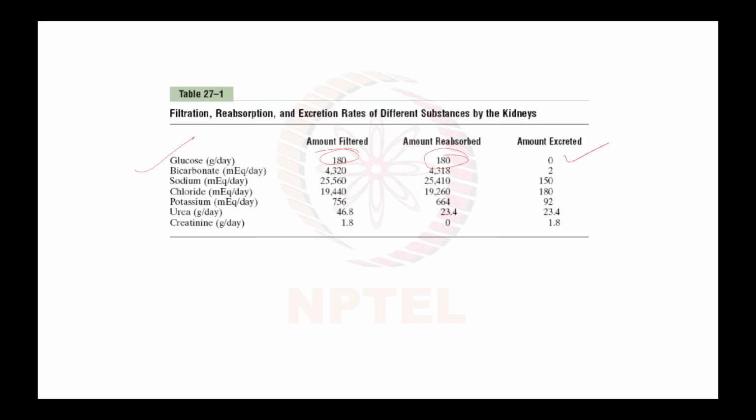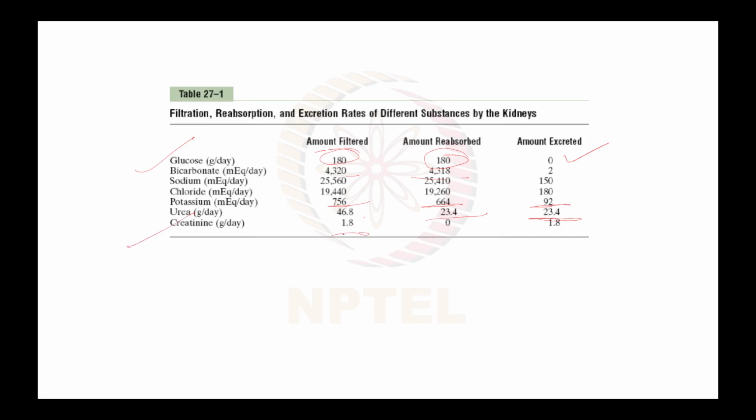We have bicarbonate ions. Here the amount filtered is 4320, amount reabsorbed 4318. So 2 milliequivalent of bicarbonate is excreted; the majority of it is reabsorbed. Sodium and chloride, 150 and 180 milliequivalent per day is excreted; the majority of sodium and chloride is reabsorbed. For potassium, 756 milliequivalent per day is filtered, and out of that 664 is reabsorbed. 92 milliequivalent per day is excreted. Urea 46.8 is filtered, 23.4 is reabsorbed, 23.4 is excreted. Half of it is excreted.